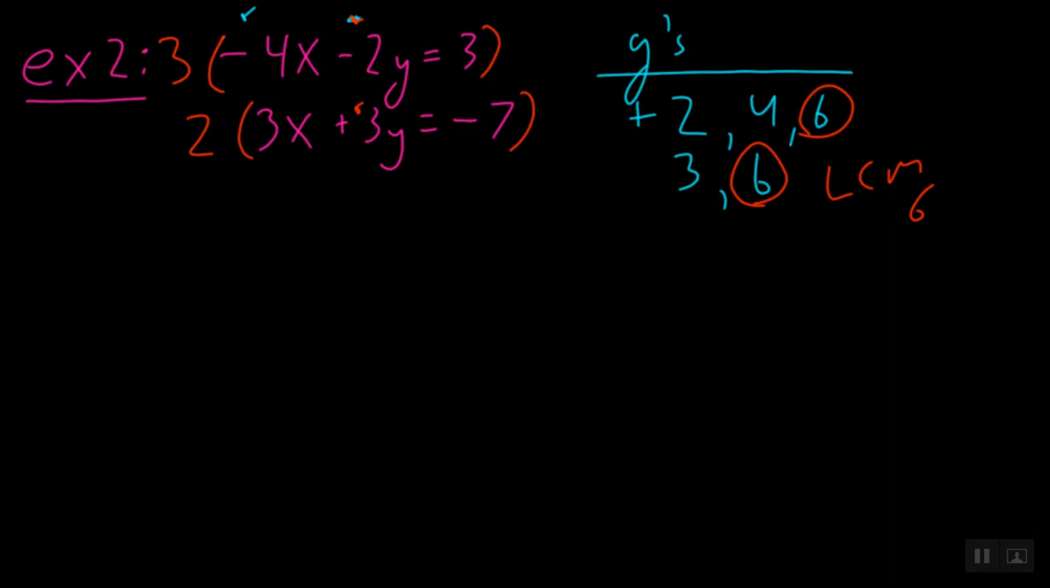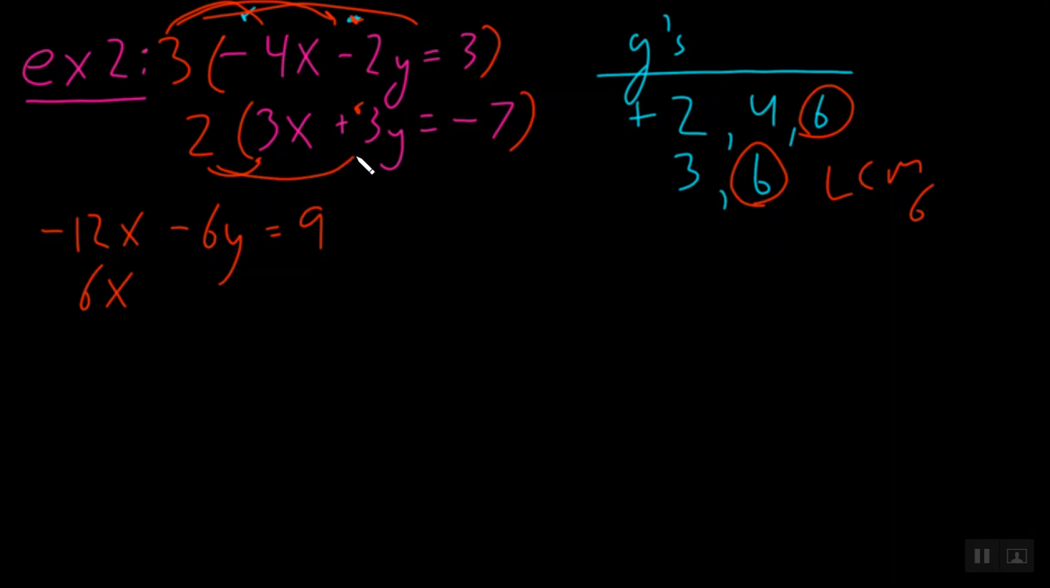Okay, let's go ahead and distribute. I know that 3 times negative 4x is negative 12x. I know that 3 times negative 2y is negative 6y, and of course 3 times 3 will give me 9. On the bottom I have 2 times 3x, which is 6x, and 2 times 3y, which is 6y, and of course 2 times negative 7, which is negative 14.